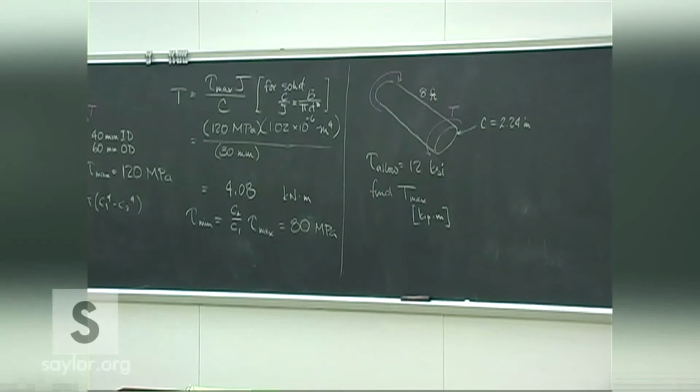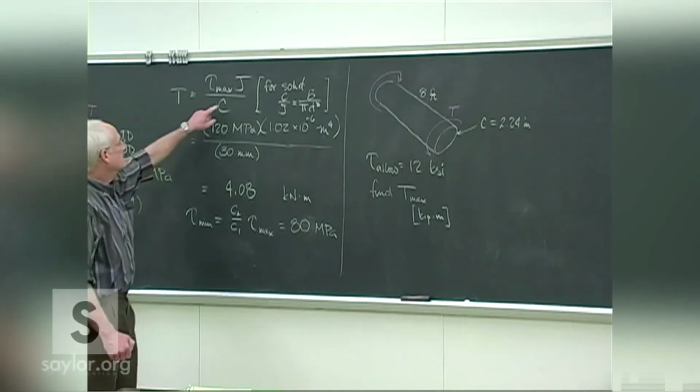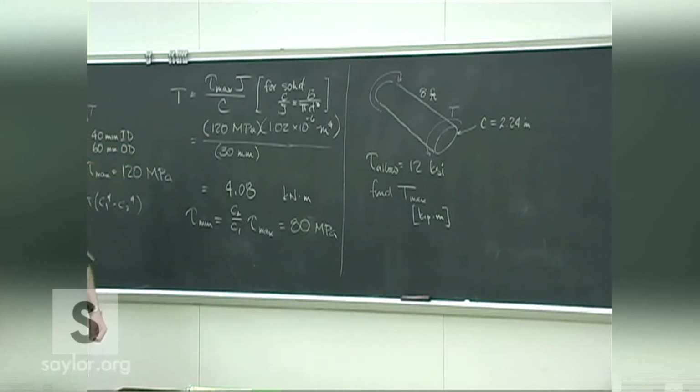All right, you're going to have C over J right there, so that can maybe speed things up a little bit for you, maybe not. We're going to do a problem where we want to find the diameter. For some reason, it's more common that these things are in diameters when designed, but the formulas have the radius in them.